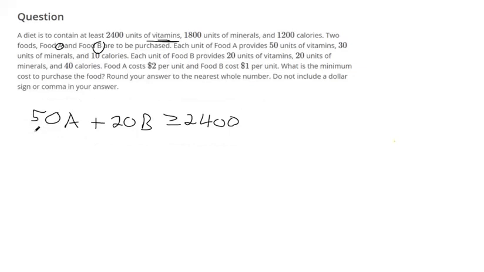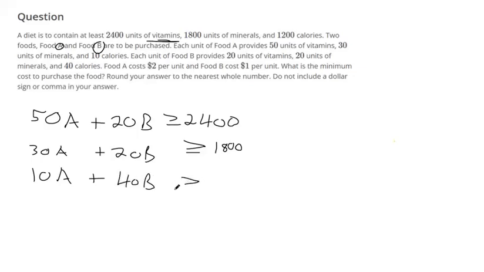We need to make an equation based on the number of minerals, and it says we get 30 minerals from food A, and then 20 minerals from food B, and that needs to be greater than or equal to 1,800. And then same thing for an equation for calories. Food A gives us 10 calories. And then food B gives us 40 calories. This needs to be greater than or equal to 1,200. They need at least 1,200 calories.